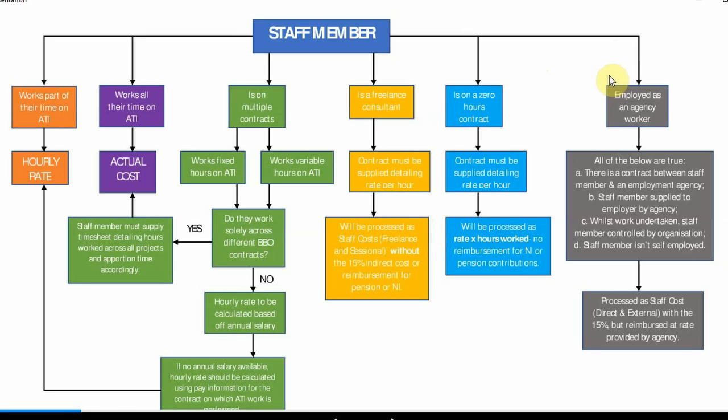You can also be employed as an agency worker on ATI. This is if A, there is a contract between the staff member and an employment agency, B, the staff member is supplied to the employer by the agency, C, whilst work is undertaken, the staff member is controlled by the organisation, and D, the staff member isn't self-employed. If all of the above is true, they can be processed as a staff cost, direct and external, with the 15%, but reimbursed at the rate provided by the agency.